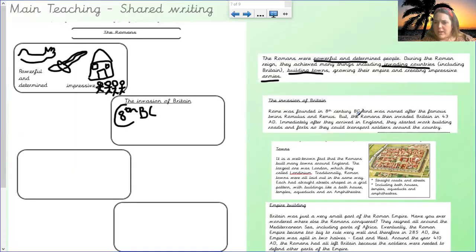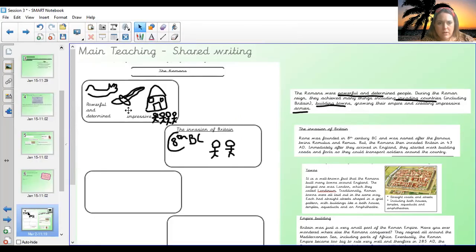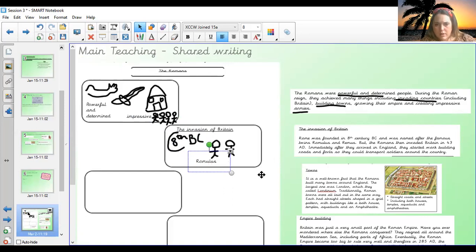Okay, Rome was founded in the 8th century BC and was named after the famous twins, Romulus and Remus. I'm actually going to draw 2 people. 1, 2. And I'm going to write Romulus and Remus underneath. Romulus. Remus.